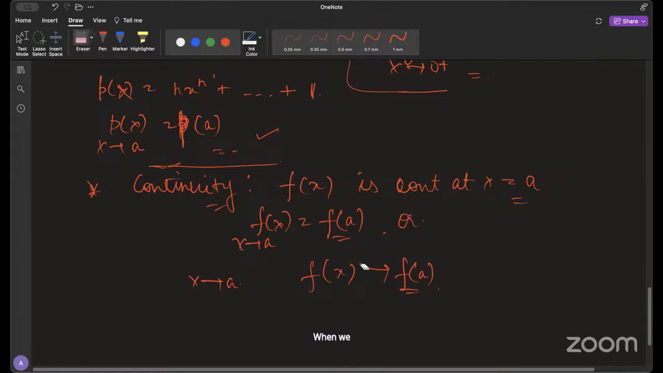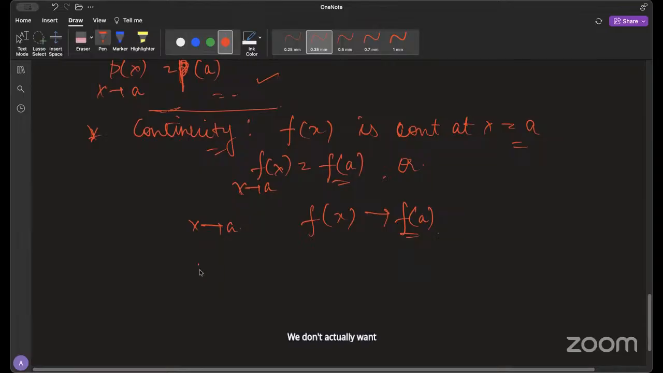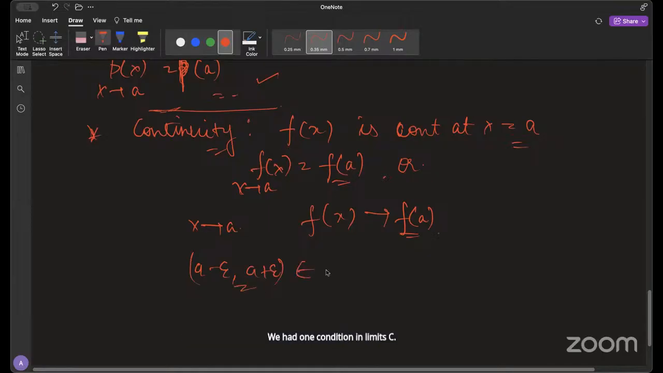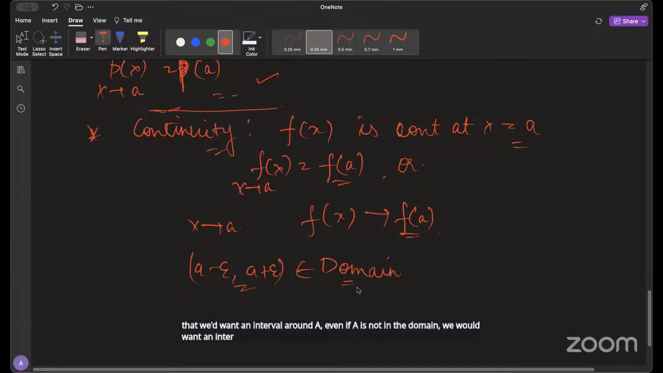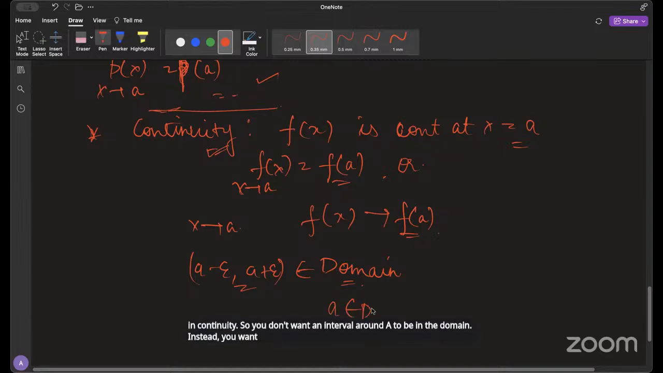when we talk about continuity, we don't want this interval or any interval for that matter. We had one condition in the limit thing that we'd want an interval around a, even if a is not in the domain, we would want an interval around a to be in the domain. That's not a condition in continuity. So you don't want an interval around a to be in the domain. Instead, you want a to be in the domain.